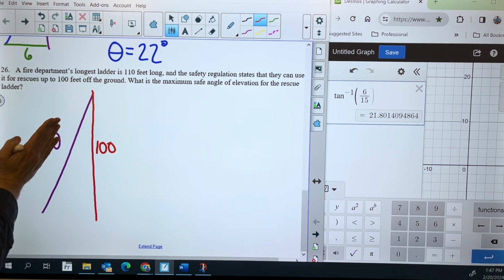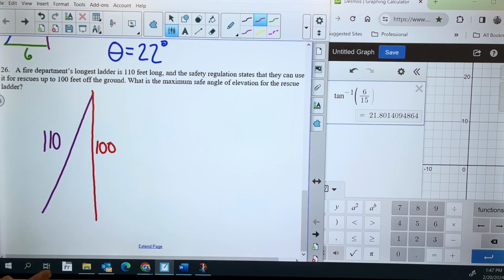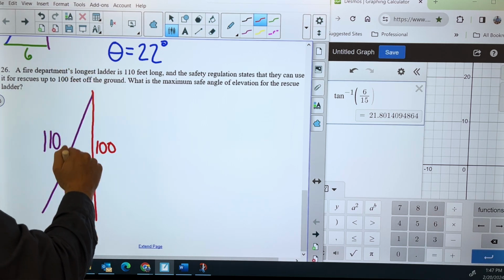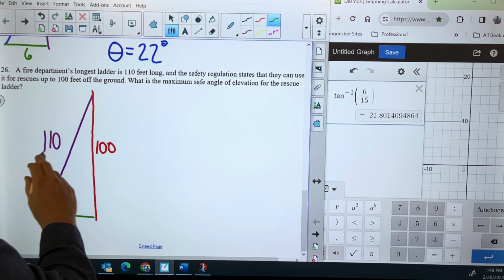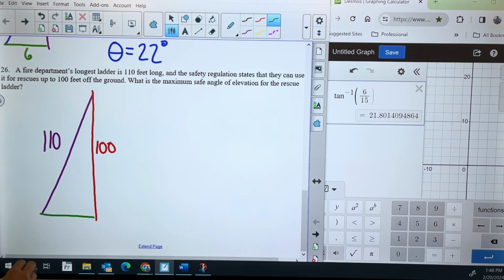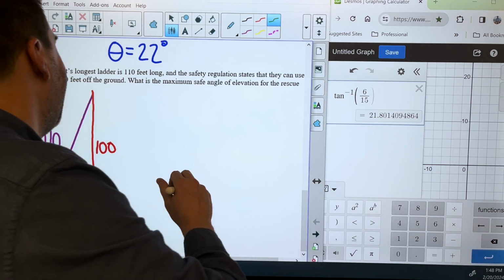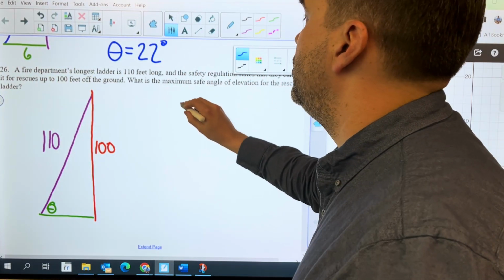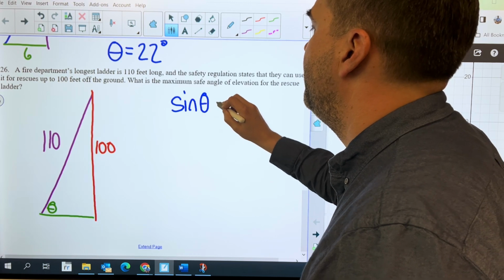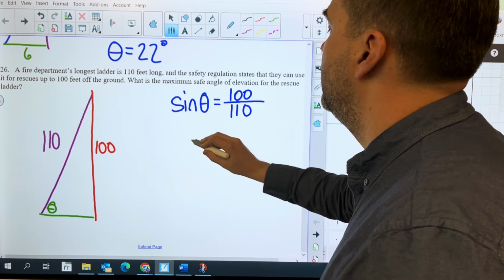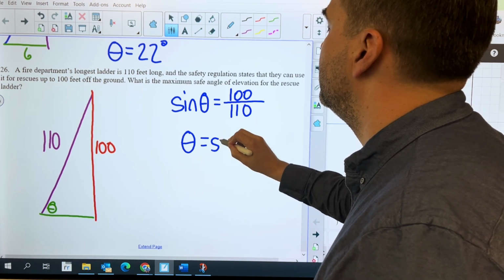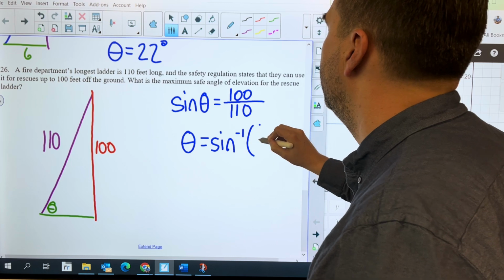You can see that that ladder is not going to go 110 feet up, because otherwise it'd be a perpendicular or straight up and down ladder. That'd be scary. And so now, what is the maximum safe angle of elevation for the rescue? So that's going to be this angle down here. Again, I'll use theta for my angle unknown. Opposite hypotenuse, we've got sine. Set up my ratio. Sine of theta, opposite over hypotenuse. To get theta by itself, we use inverse sine or arc sine.